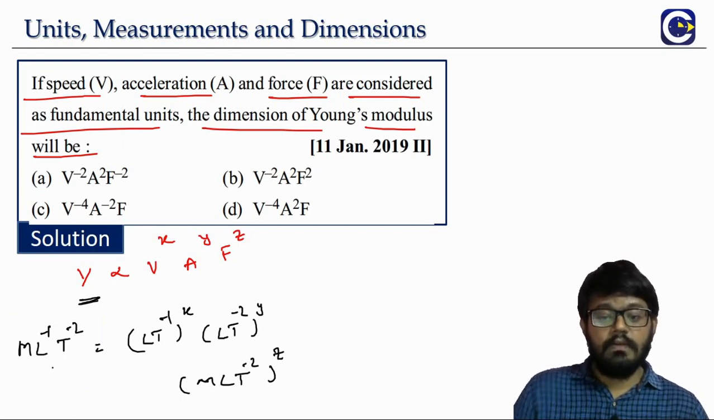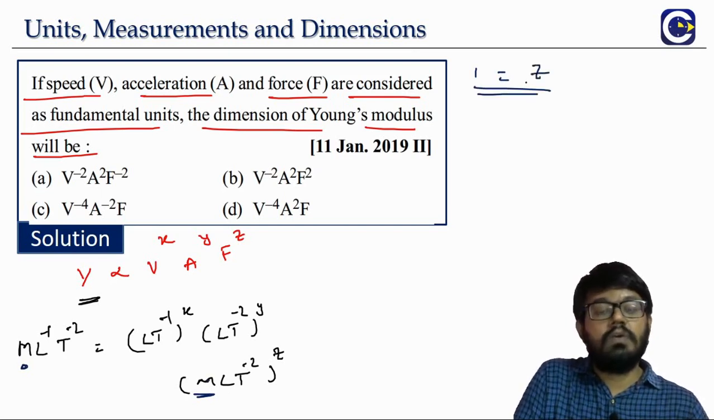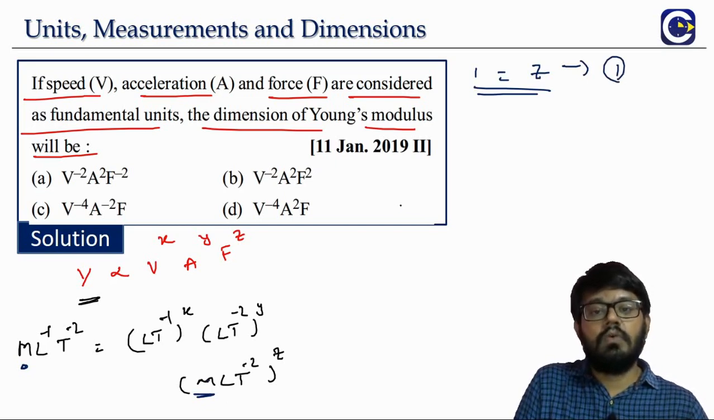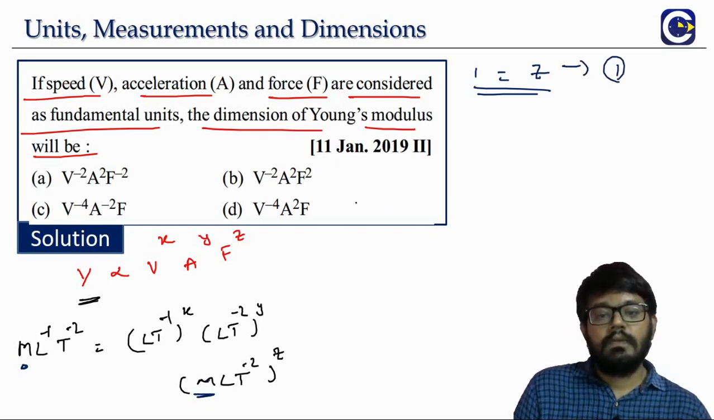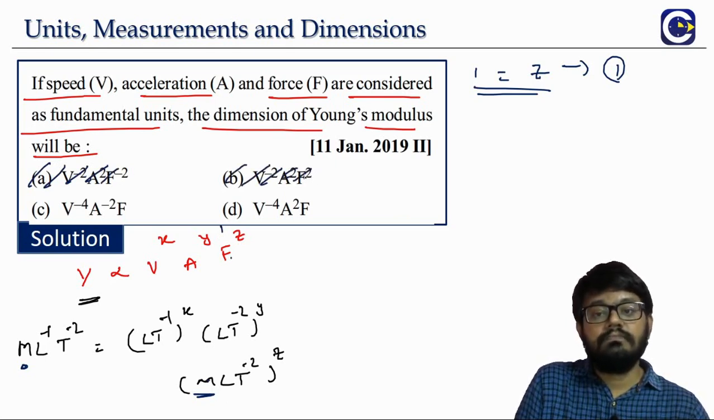First, shall we aggregate the powers of M? Left side, what is the power of M? 1. Right side, there is only one term where M is coming, that is M power z, so the power of M is z. So straight away we are getting the value of z is equal to 1. Z is equal to 1 means the power of F should be 1. So option A cannot be the answer because option A says F power minus 2. Option B also cannot be the answer. It has to be between C and D.